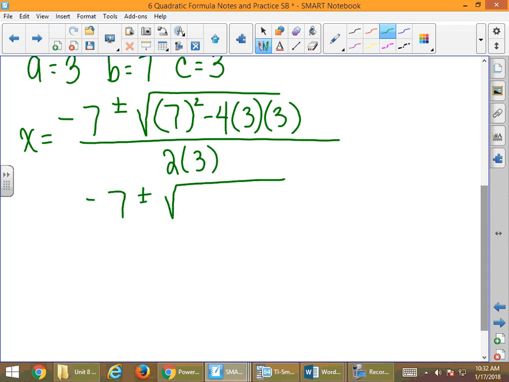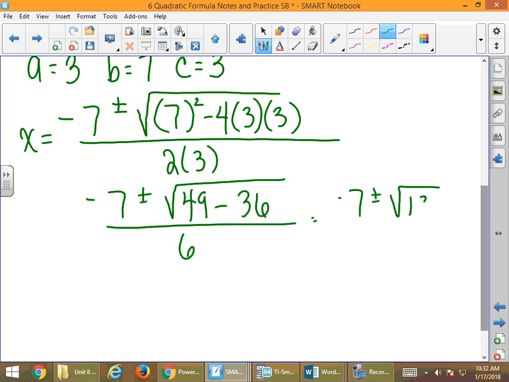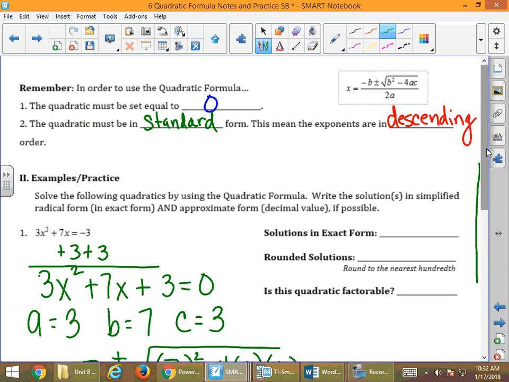7 squared is 49. 4 times 3 is 12, times 3 is 36. Divided by 6. And now we can simplify that. 49 minus 36 is 13. Divided by 6. And in fact, that is our exact answer that we're going to fill in our blank up above. Negative 7 plus or minus the square root of 13 divided by 6.